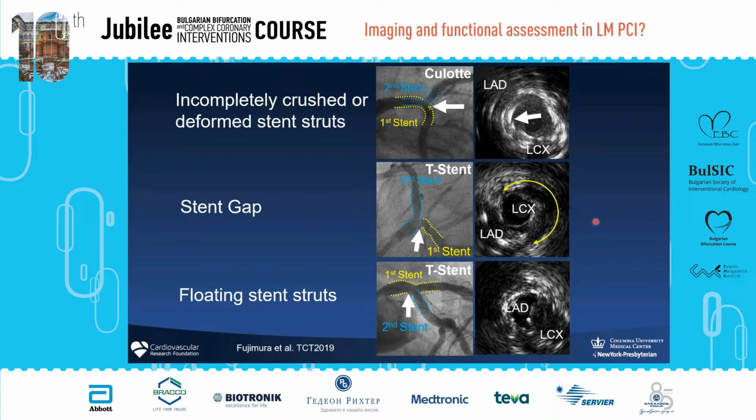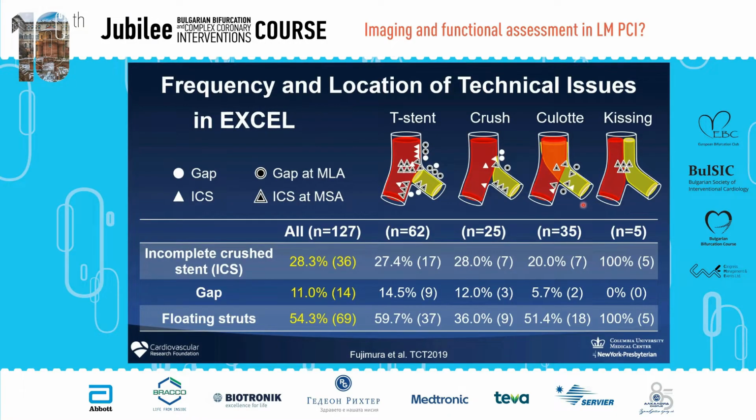Additionally, if we do the two-stent technique, the quality of the two-stent technique is very important. Sometimes we see this type of incomplete crush, or we see a gap at the site of the carina. This type of issue is not rare. In the EXCEL trial, we saw about a quarter of the cases having incomplete crush, and 11% of the time we saw a gap.